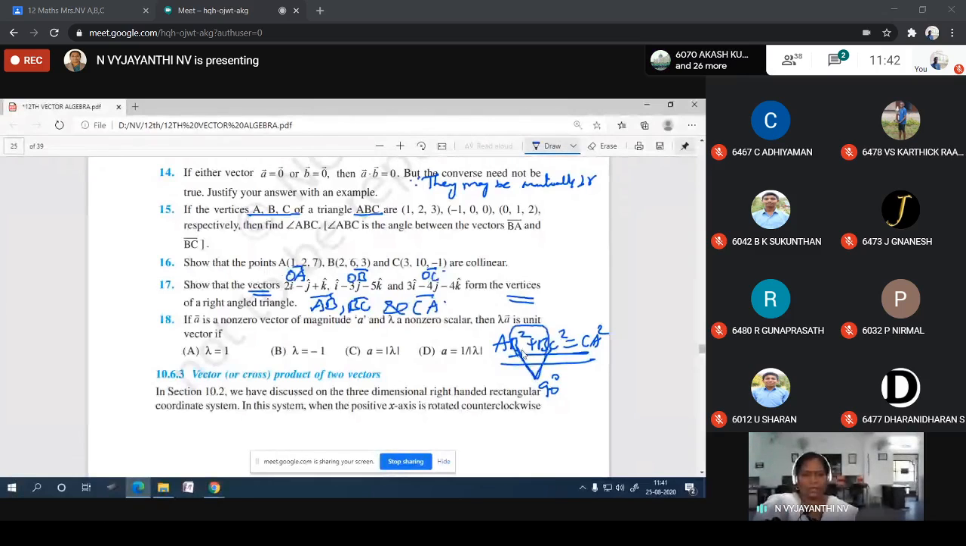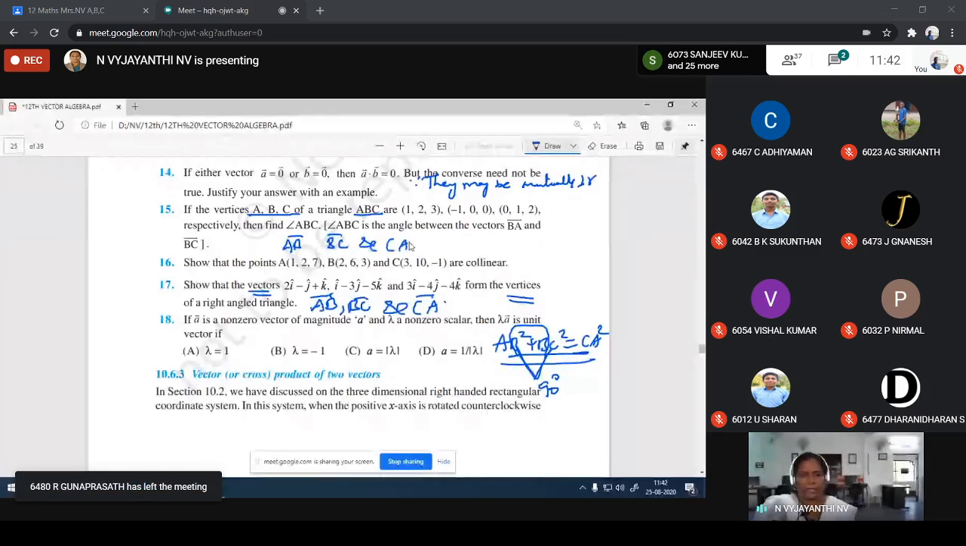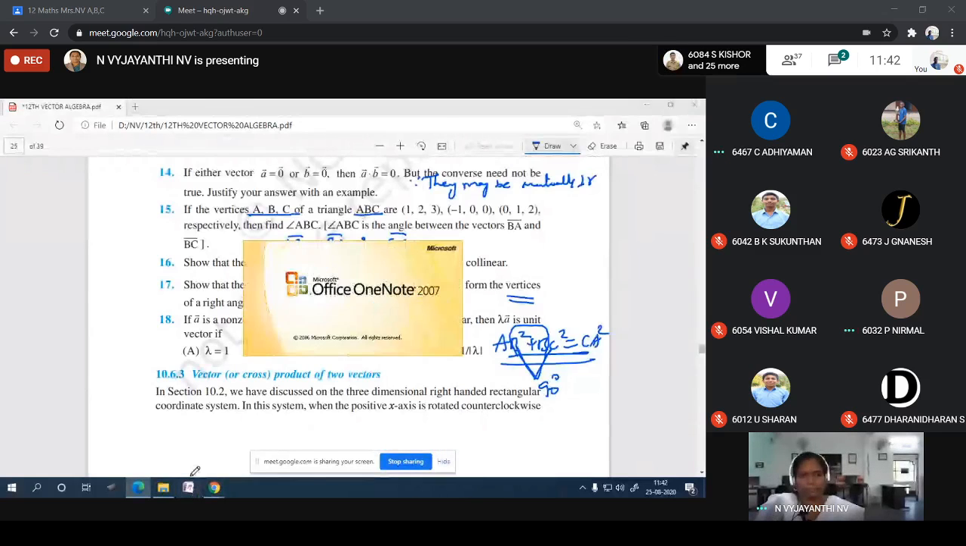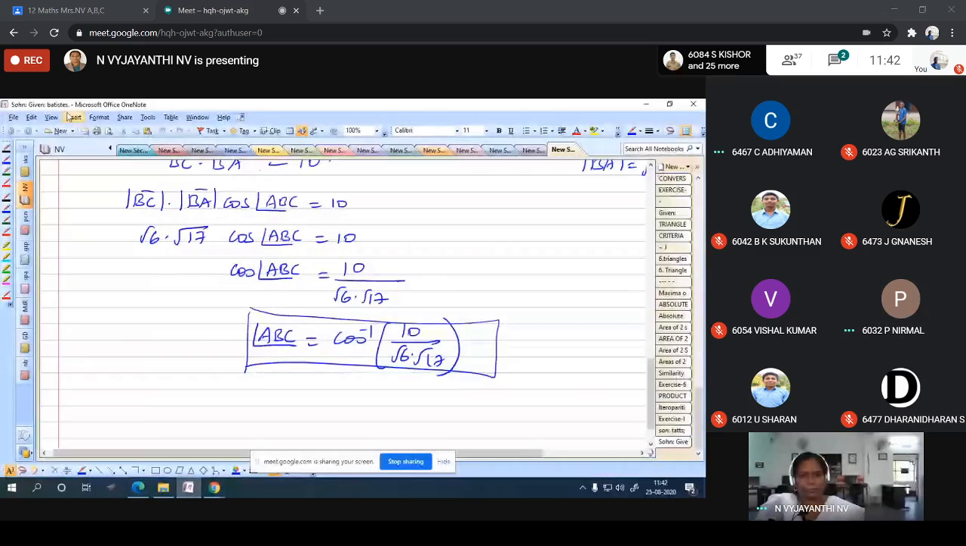So next they have asked, show that A, B, C are collinear. So what we have to do is find AB vector, BC vector and CA vector. So what will be AB vector? Can you directly tell what is AB vector?